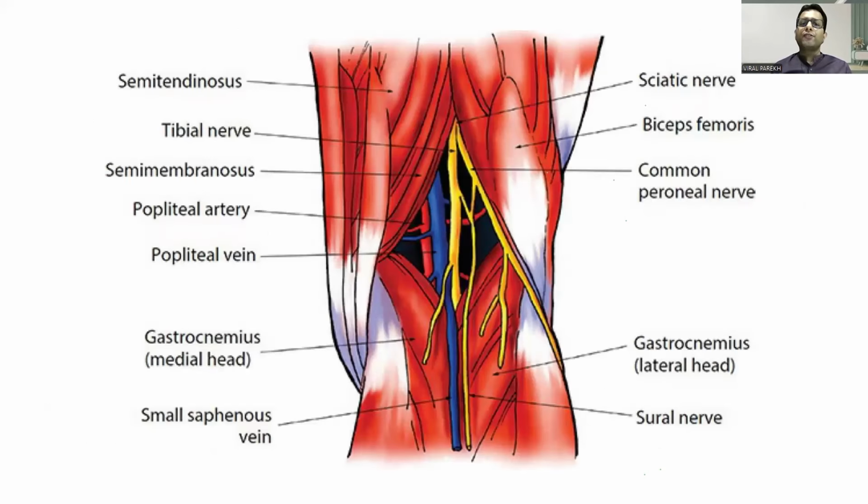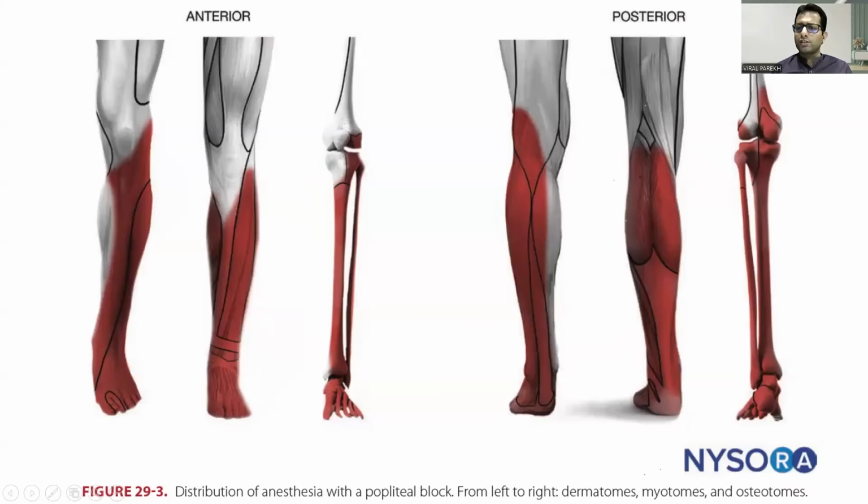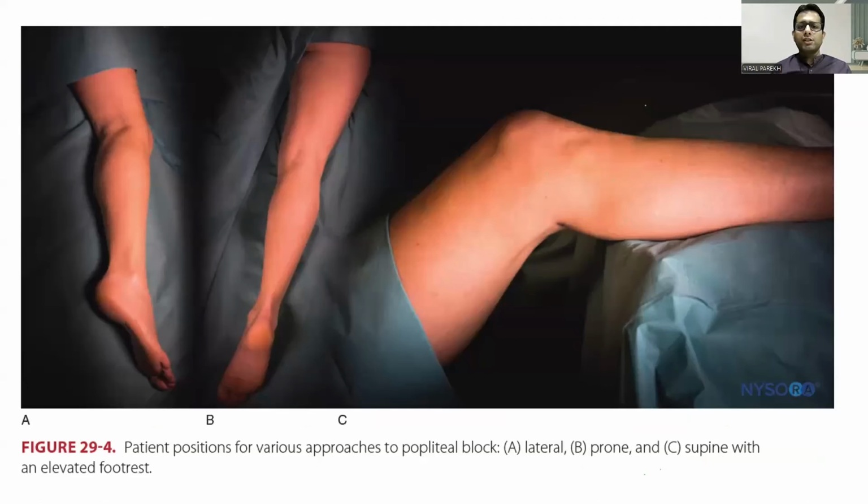This is the popliteal fossa as we see from the posterior end. On the medial aspect, we have the semimembranosus and semitendinosus. Laterally, we have the biceps femoris. This is the tibial nerve and the common peroneal nerve. This is the dermatomal, myotomal, and osteotomal coverage. As you can see, the medial aspect is not covered, so we need to add a saphenous nerve block along with that. We can do it in multiple positions: the supine position, prone position, or the lateral position.